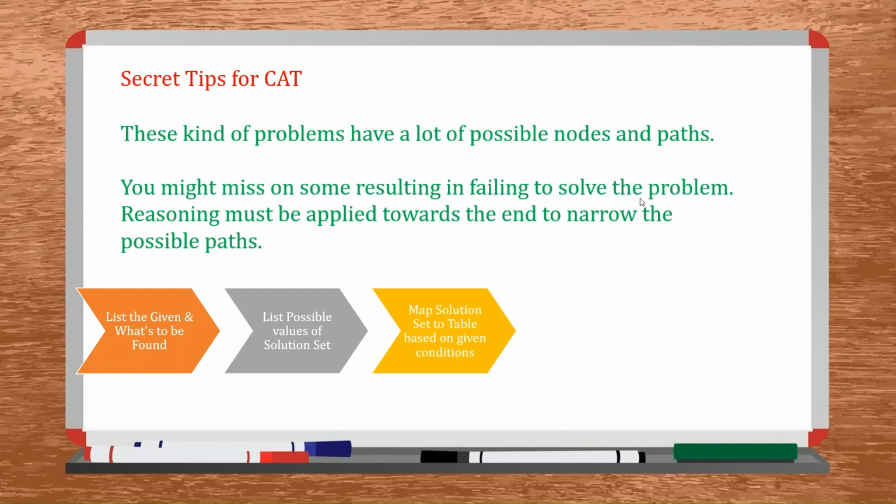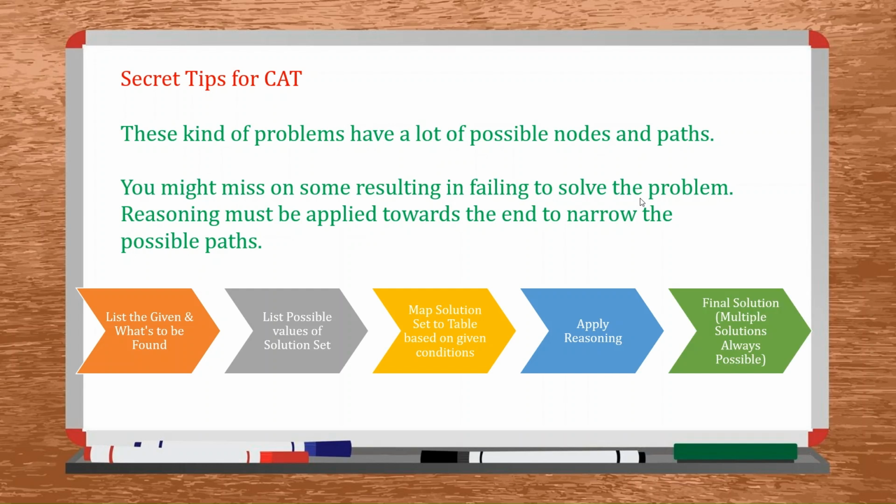Then once you have listed what was given, you need to apply your reasoning skills to narrow down which possible values from the solution set would be tagged to the green table or the answer set. Once you have done the reasoning, always remember you'll reach the final solution. The final solution can be an empty solution also. Like you will not be able to apply your reasoning and you'll not be able to fill out. Sometimes CAT gives a half possible solution also, where you will only be able to find half the final solution, not the full.